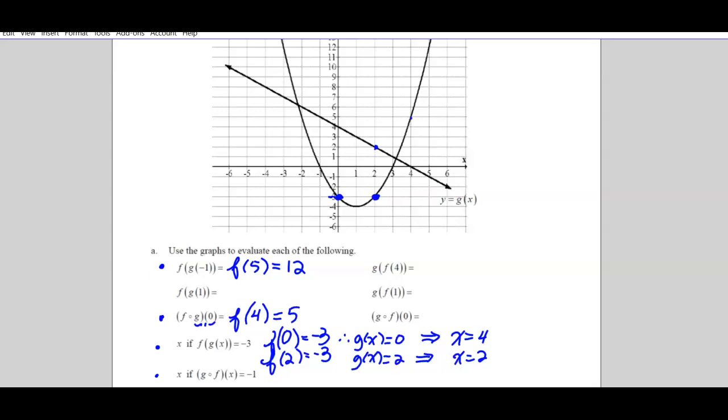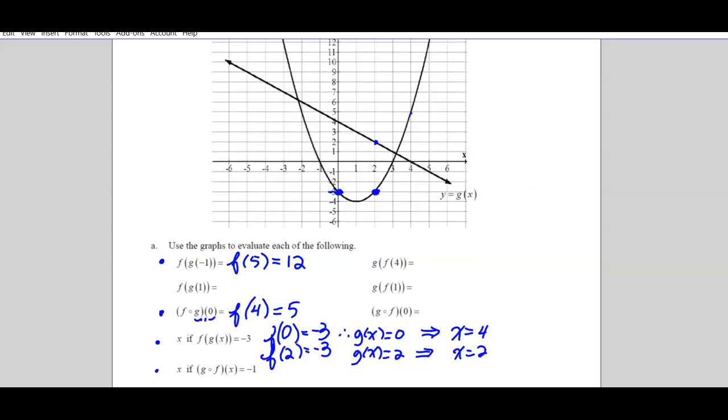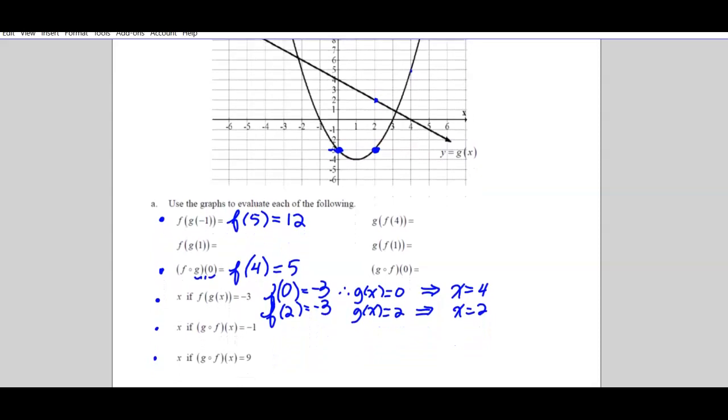You can always check your answer. So if I think x equals 2, then I'm finding f of g of 2, just like I did these other ones, right? So f of g of 2, g of 2 is 2, f of 2 is -3. Works. Then check it for the other one. So same process. You do the next two.